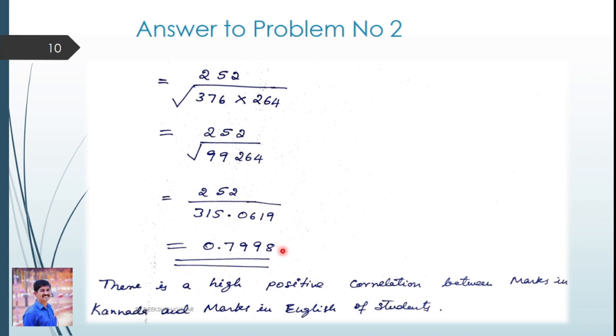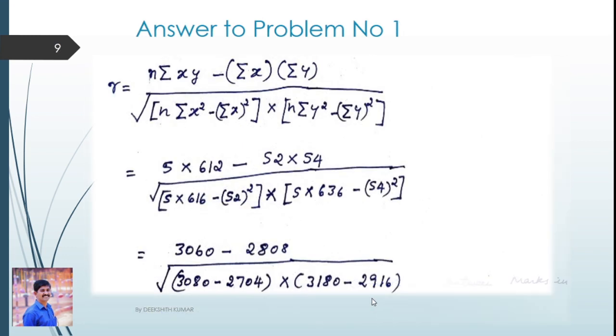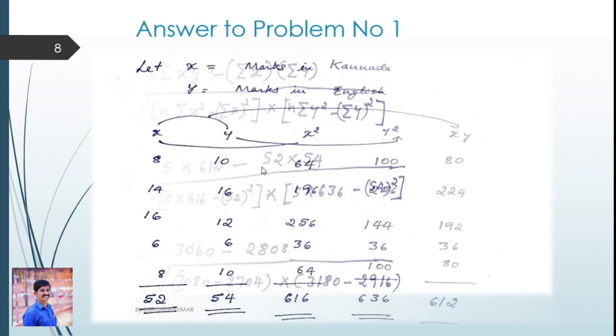What type of positive? If r exceeds 0.5, more than 0.5, then there is a high positive correlation. For example, 0.5, 0.6, 0.7, 0.8, 0.9. We are going to say that there is a high positive correlation if it is more than 0.5. So there is a high positive correlation between the marks in Kannada and marks in English of students. So this is the first problem we have solved.